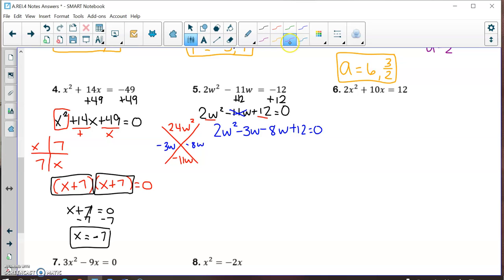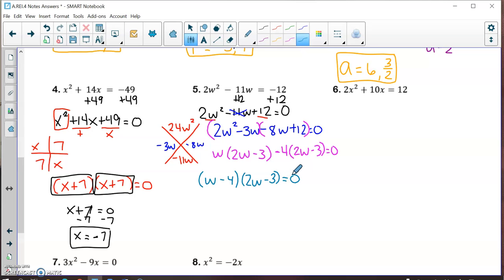Grouping my first two terms together and my last two terms, my greatest common factor out of my first two terms would be w, and I'm left with 2w minus 3. I would need to factor out a minus 4 out of my next two terms to be left with 2w minus 3. You know you did this correctly if both your parentheses match exactly. So one of my binomials is the stuff that's on the outside of parentheses, and my other binomial is this one set of our parentheses.